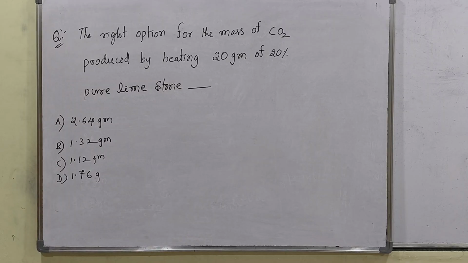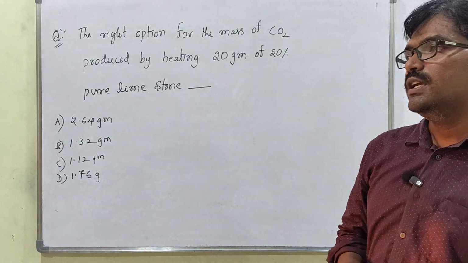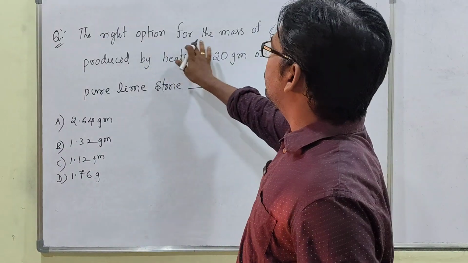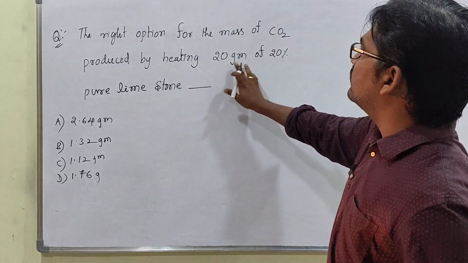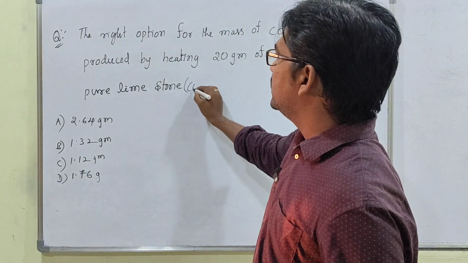So look, my dear students, here is one more question based on the purity of a compound, the percentage of purity of the compound. Look at the first option: the mass of CO2 produced by the heating of 20 grams of 20% pure limestone. Pure limestone is nothing but CaCO3.